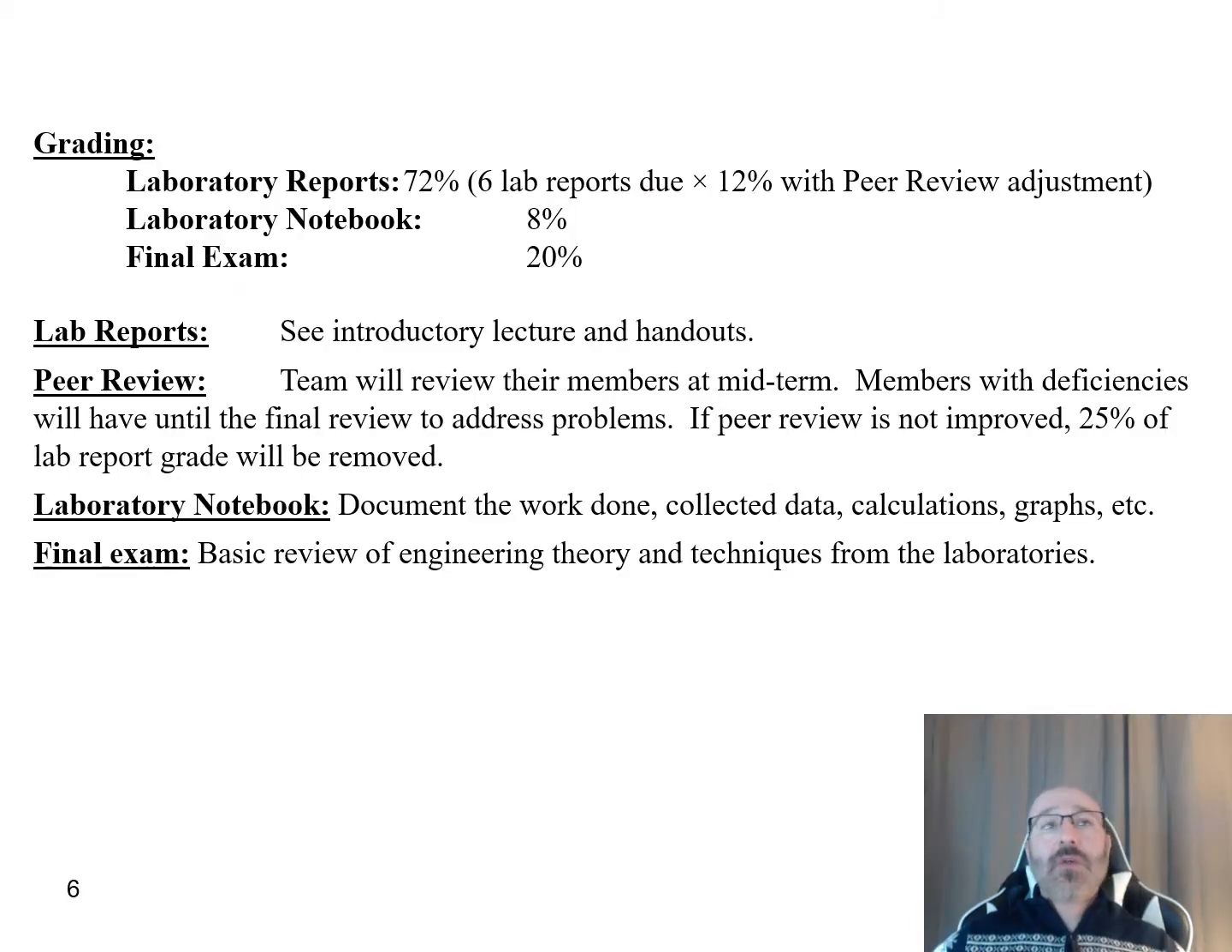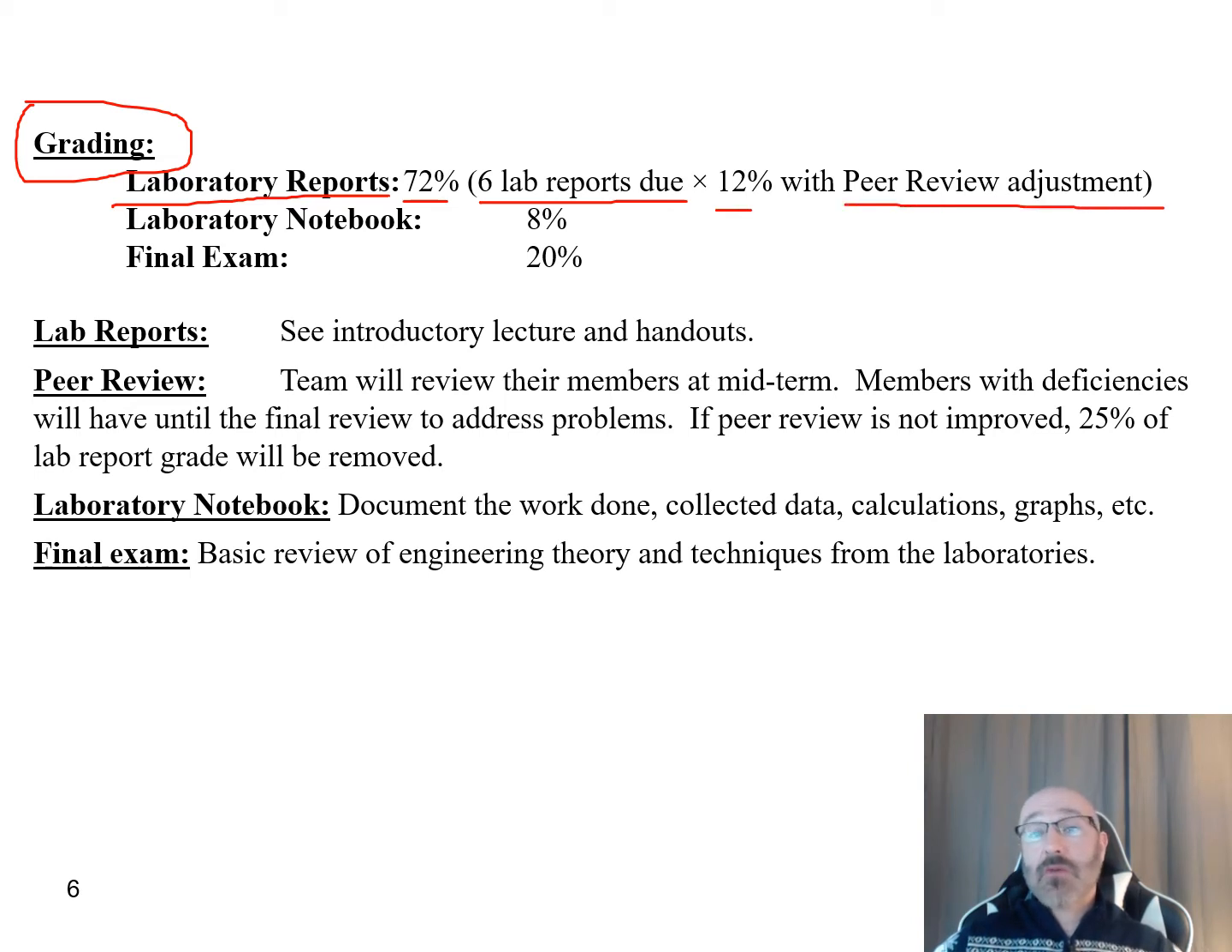So let's get into a little bit about the grading. For this course, there are going to be 3 major components to your grade. The bulk of your points are going to come from your laboratory reports. This is 72%. So this is 6 lab reports, 6 different labs that we're doing and turning in, 12% each. And there will be an adjustment based upon your peer review. So there'll be a midterm peer review and a final peer review.